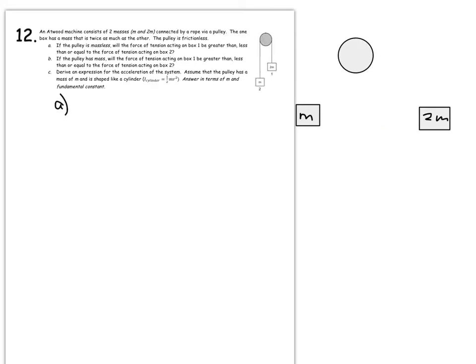For this next problem, we have an Atwood machine with two boxes connected via a rope over a pulley that is frictionless. I'm going to start out by simply identifying the forces we have in this situation. That's always a good place to start. So in this box, this is object 2, so I'm going to call this FG2, and we have a force of tension going up on that box. On the other box, we're going to have a force of tension going up, and we're going to have FG1.